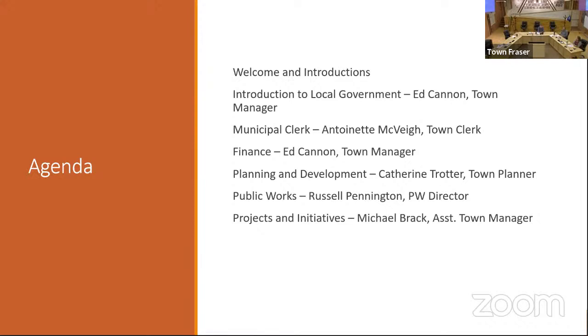Our agenda tonight, I'm going to kick things off with the introduction to local government. That's going to be followed by Antoinette, who's going to talk about the clerk duties and some aspects of how our public meetings run. Typically, we would run with our finance director, but we have a vacancy there. So I'm going to fill in and talk about municipal finance. That'll be followed by Kathryn Trotter, our town planner, to talk about the planning and development process. Russell then will talk about public works and all that entails. And then finally, Michael Brack will talk about some projects and initiatives the town is currently working on.